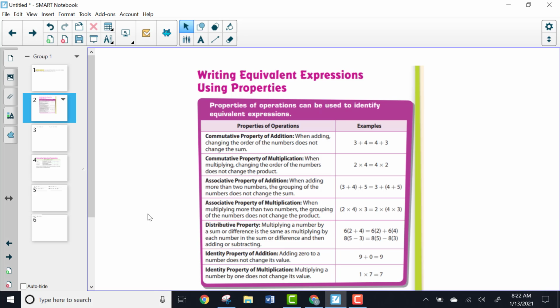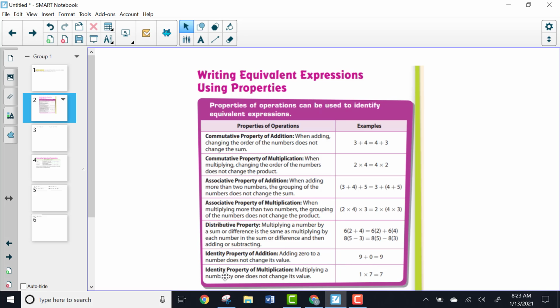Identity property of addition: adding 0 to a number does not change its value. I think we all understand that, but understanding the specific property that goes along with it is important. So in other words, the 9, when it's added to 0, maintains its identity. It does not change at all because you're adding 0 to it. You're adding nothing to it.